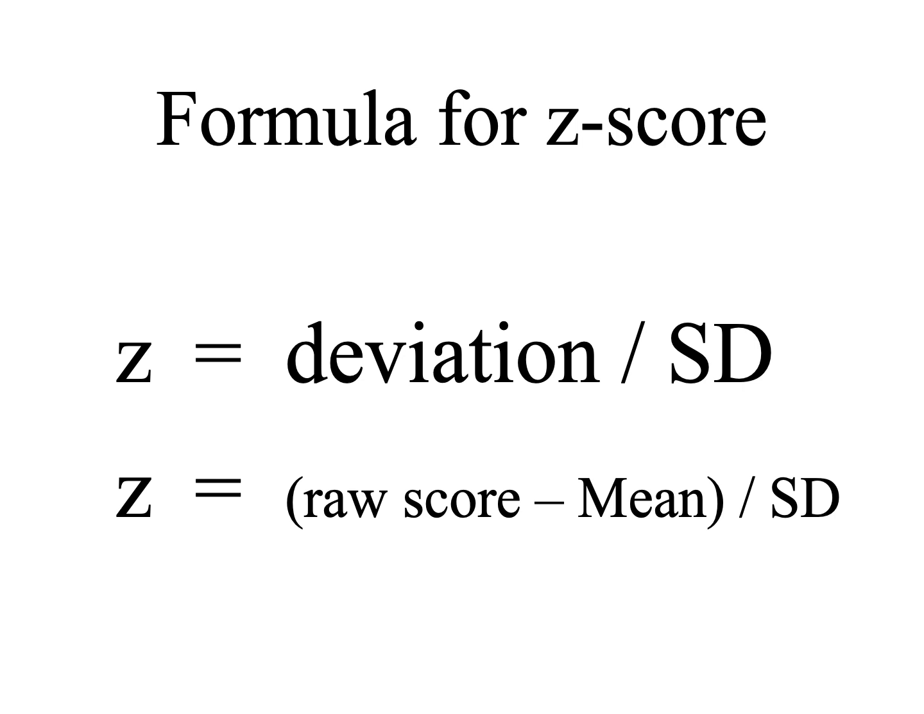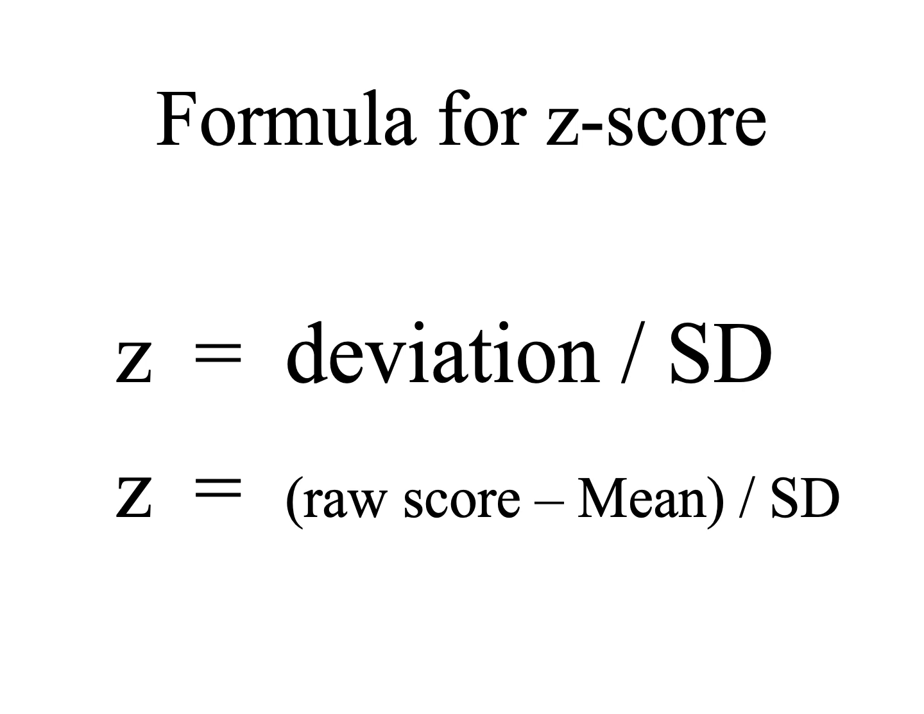The only difference is in the bottom formula, we have substituted the expression raw score minus the mean in the place of the word deviation. We can make this substitution because the deviation is equal to the raw score minus the mean. So really, these formulas are saying exactly the same thing.